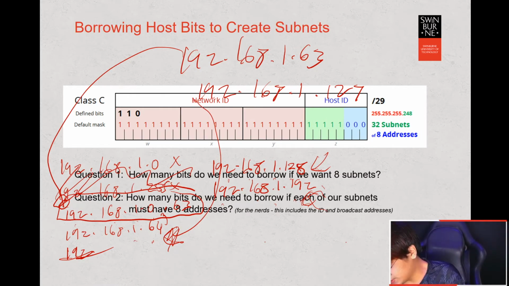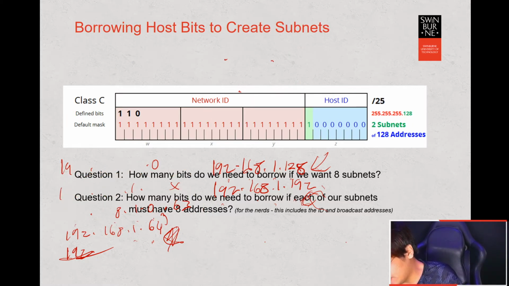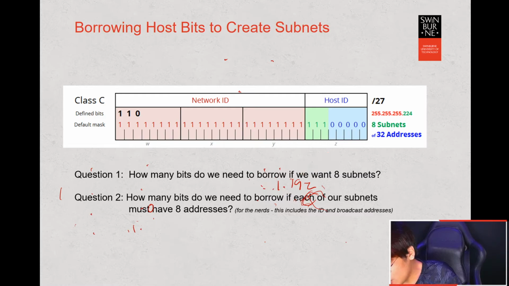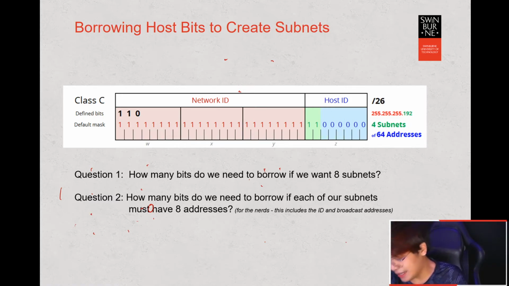So I have a question for you. The answer will be inside your Canvas slides. How many bits do we need to borrow if we want 8 subnets? Just now we wanted 4 subnets, we needed to borrow 2 bits. Now we want 8 subnets, how many bits do we need to borrow? How many bits do we need to borrow if each of our subnets must have 8 addresses?